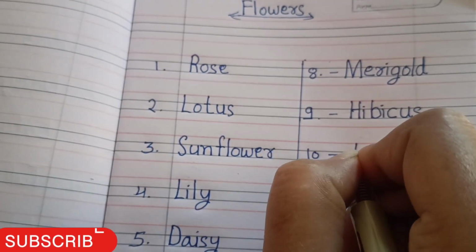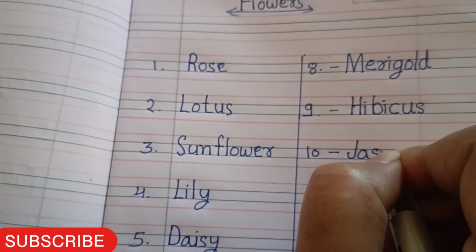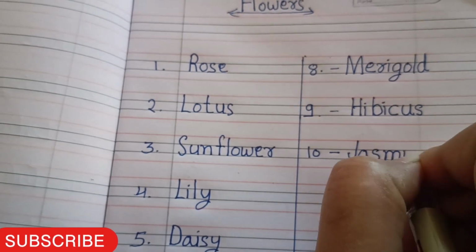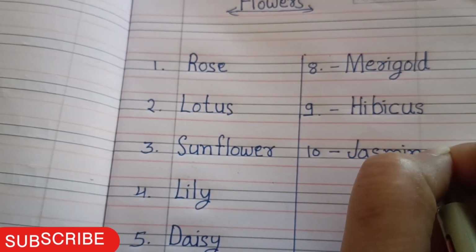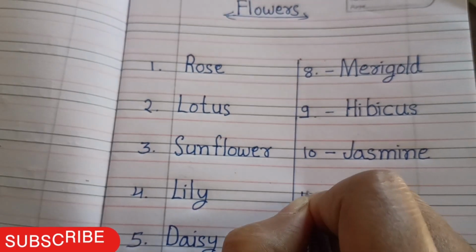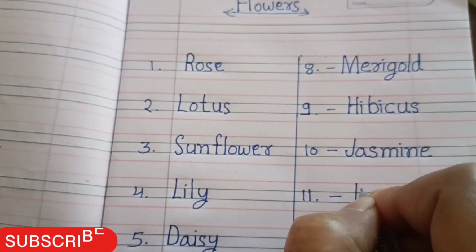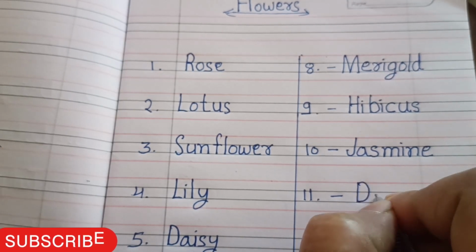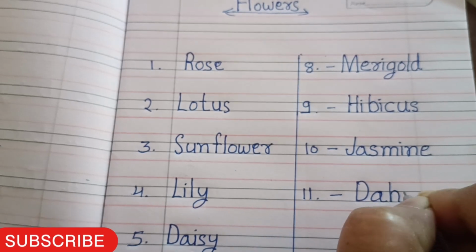Tenth is jasmine. J-A-S-M-I-N-E, jasmine. Eleventh is dahlia. D-A-H-L-I-A, dahlia.